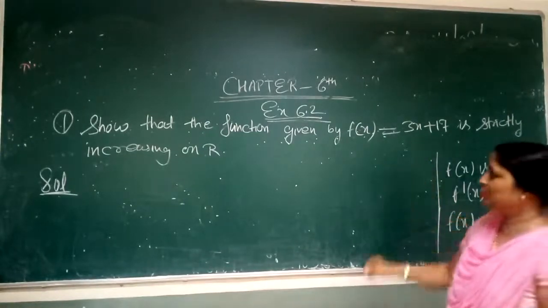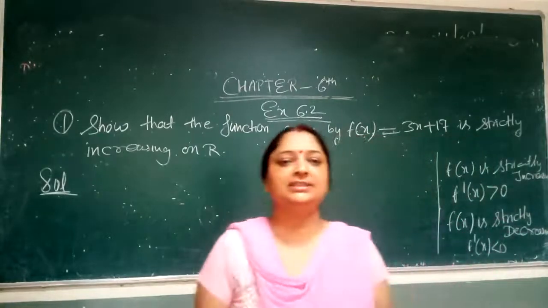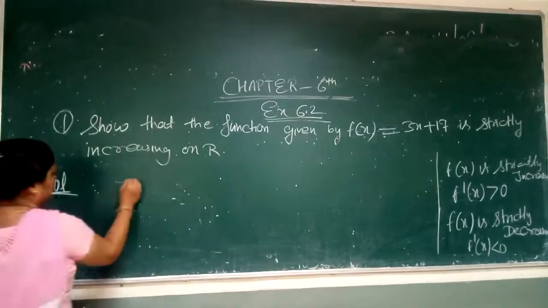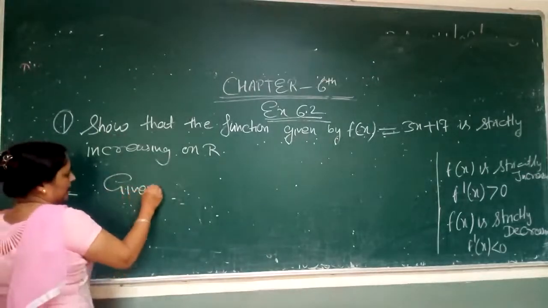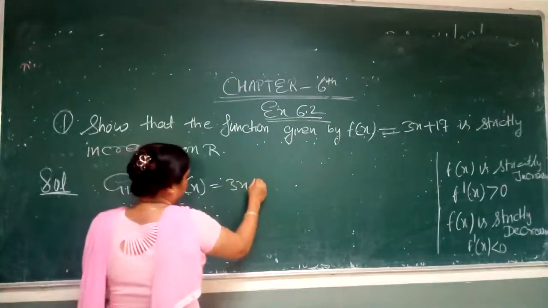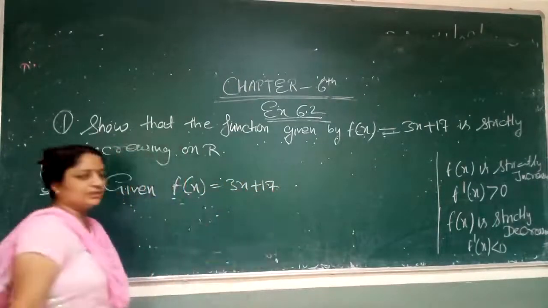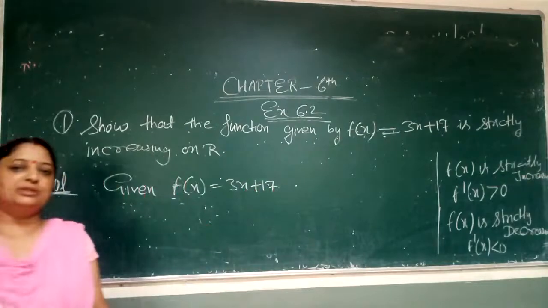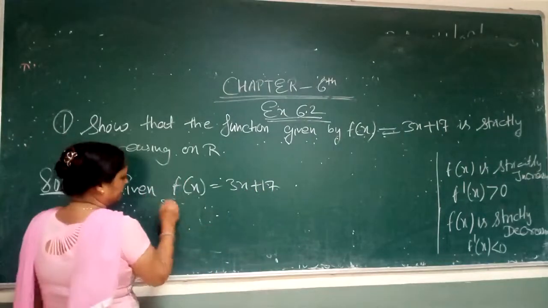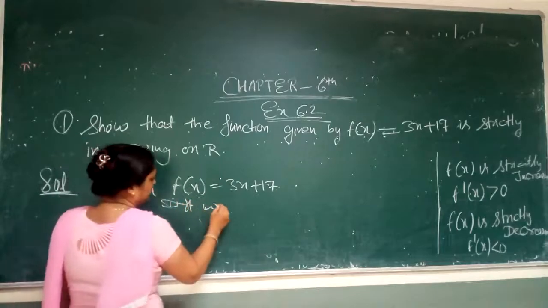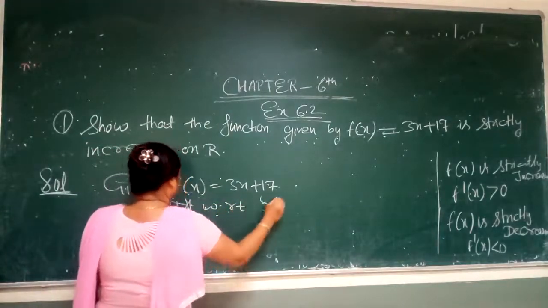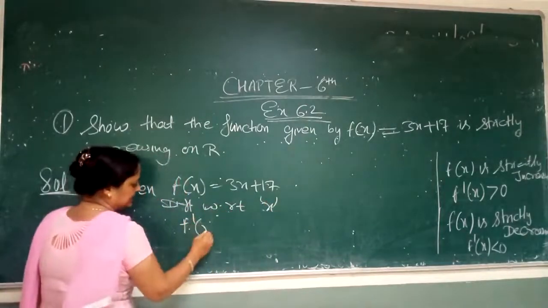Here we have to show that f(x) is strictly increasing on R. Now let us start the solution. What is given here? f(x) is equal to 3x + 17. First of all we have to find the derivative of this function. So differentiate with respect to x. After differentiation, it will come f'(x).